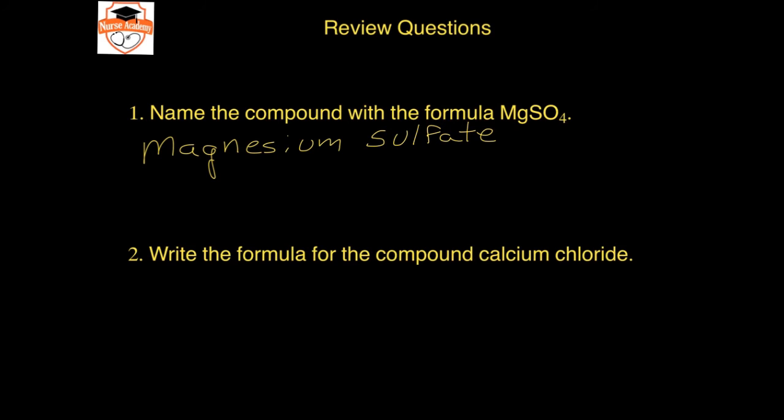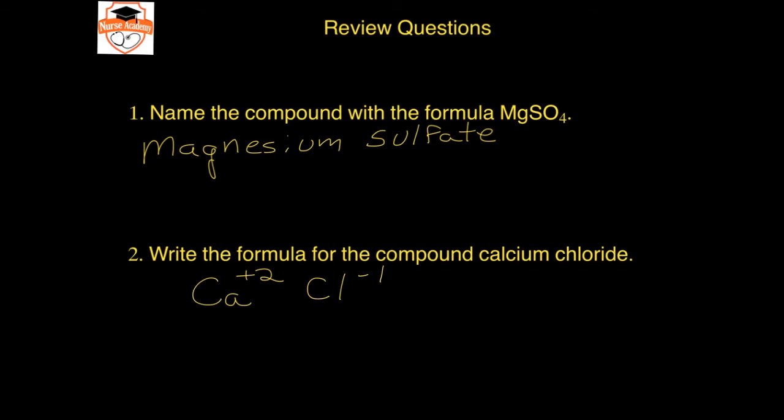Number 2 says, write the formula for the compound calcium chloride. Calcium is again on the left-hand side of the periodic table, indicating that it's a metal. So we're going to use the ionic naming system. Well, if we were going to name it, but it's already named. So we're going to have to determine its charge, which you also only do when you've used the ionic naming system. So calcium forms the +2 charge. Chlorine forms a -1 charge.